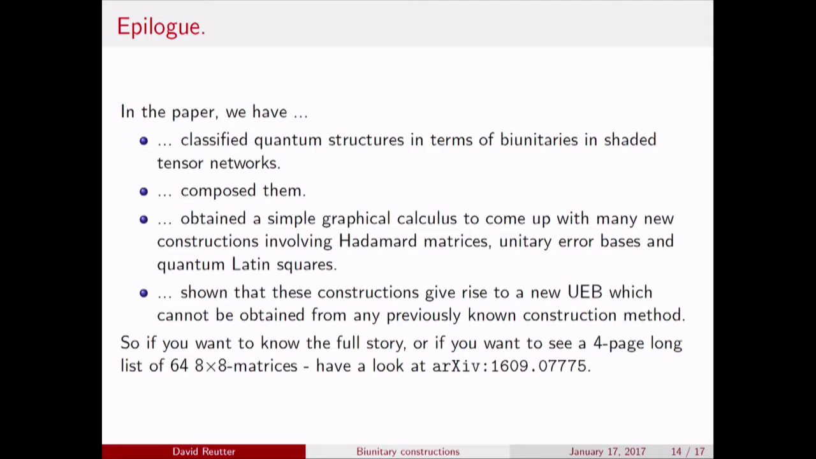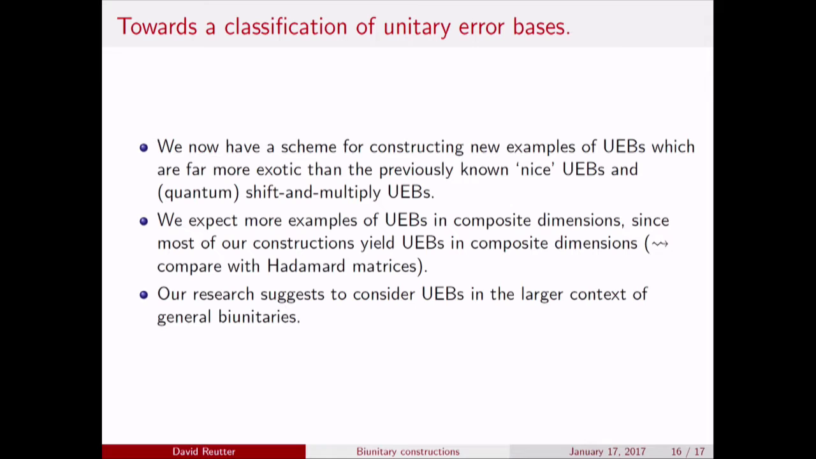And since I still have some minutes left, I would briefly like to comment on how these results might play a role in the classification of unitary error bases. So what we've seen is that we basically now have a scheme for constructing new examples of UEBs. And these new examples are far more exotic than the examples that have previously been known. So to prove, in our paper, that the new UEB we've constructed is actually more general than the ones that could have been constructed from earlier constructions, we've basically used this exoticness. We've used that this UEB doesn't fulfill certain niceness properties, if you want.